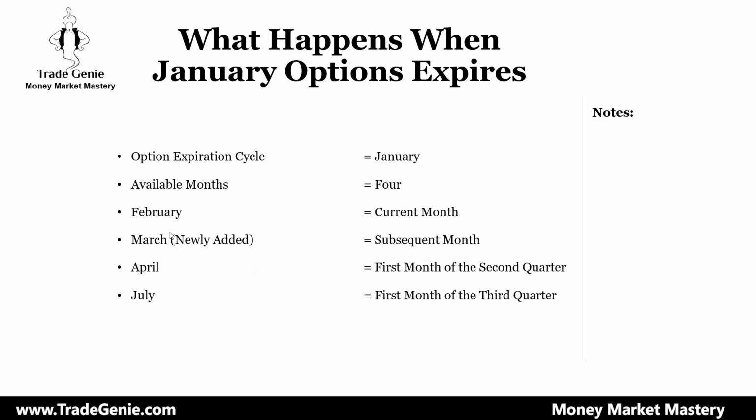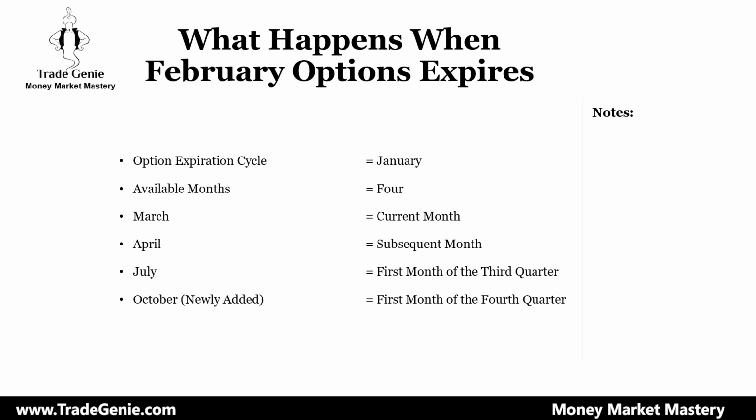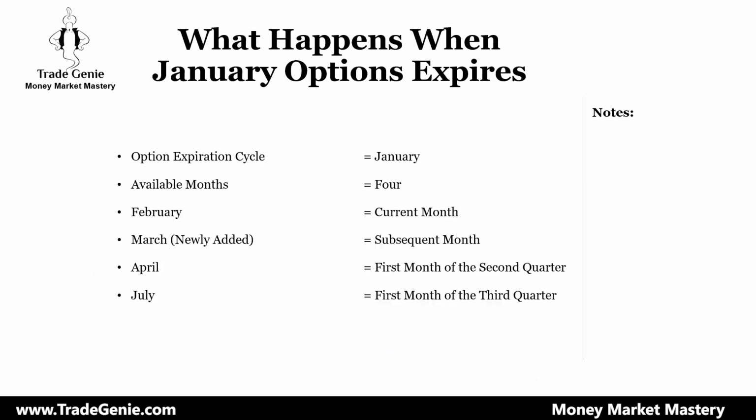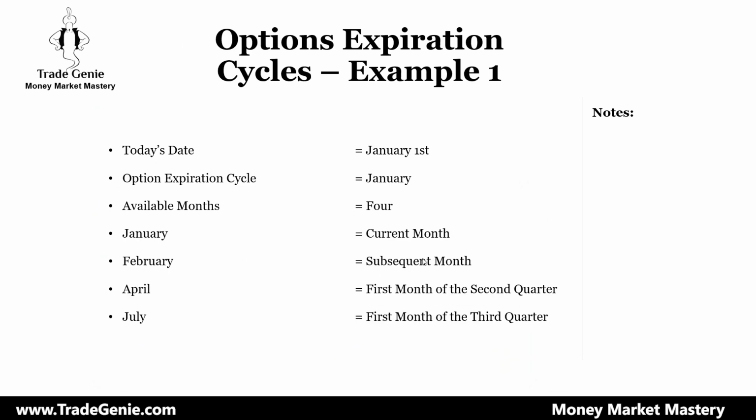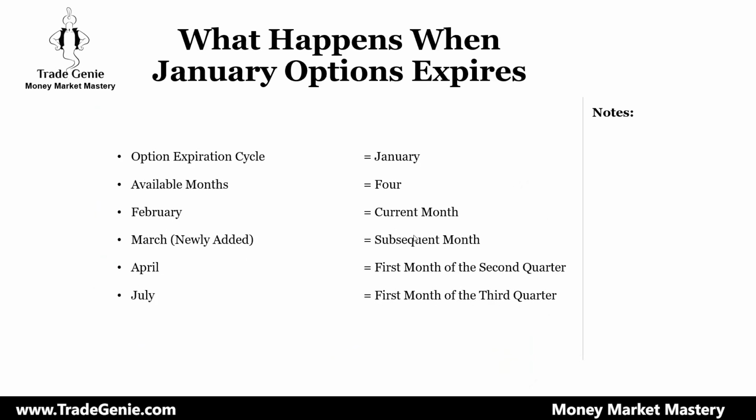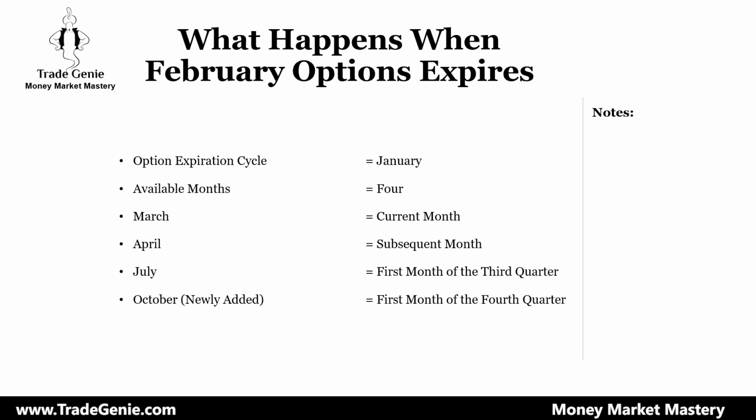So what happens when the February option expires? February was the subsequent month, and when January expired, it became the current month. When February expires, the March month, which is the subsequent month, will become the current month. Then April is already there and is considered the subsequent month. July is already there, and a new month will be added, which is October.